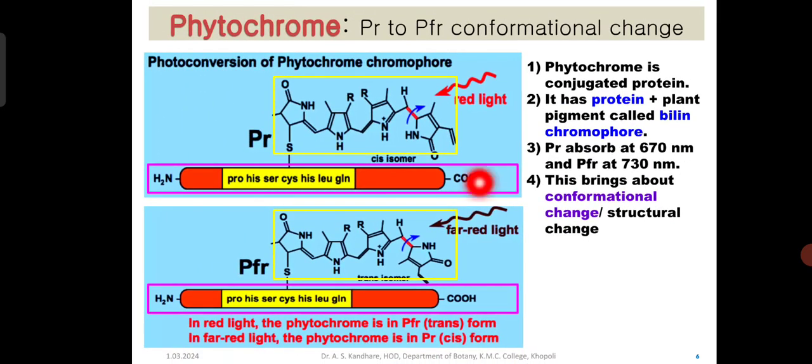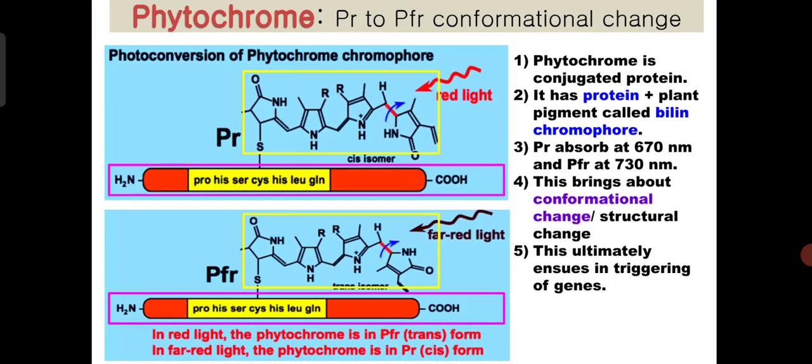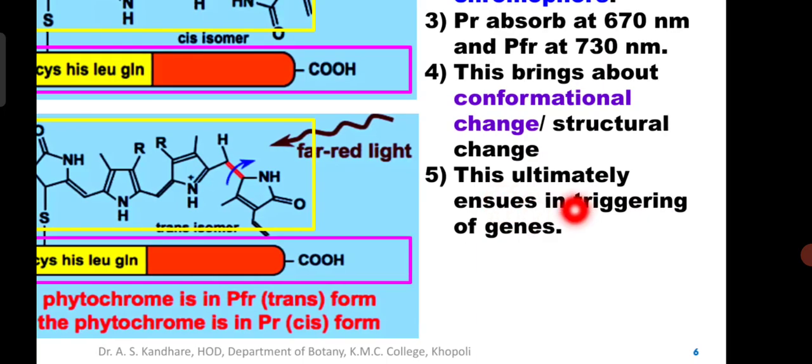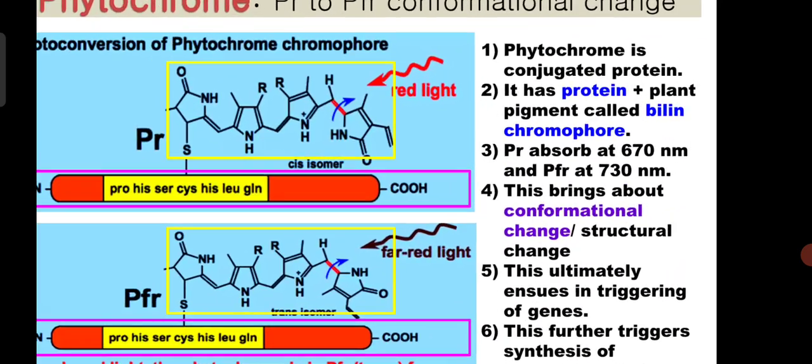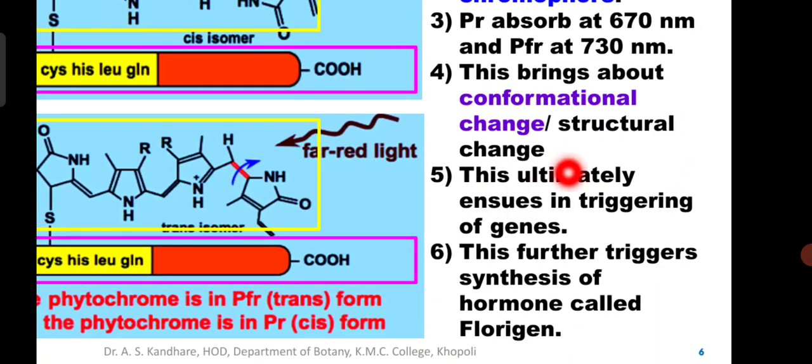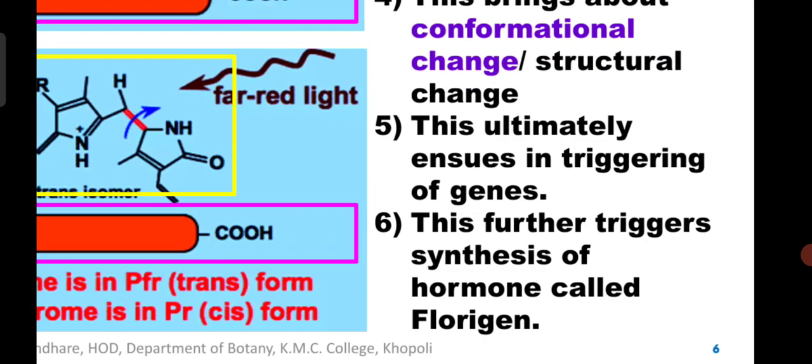And this change ultimately triggers or produces physiological actions, isn't it? This ultimately ensues in triggering of some genes. तो genes भी एक्टिव हो जाते हैं यहाँ पर, and this activation of genes ultimately leads to physiological expression, isn't it? तो यहाँ पर मैंने बताया है कि ये जो जीन्स एक्टिवेट होते हैं ड्यू टू दिस कन्फॉर्मेशनल चेंज इन द फाइटोक्रोम, certain genes are activated. So here I have shown the genes for florigen hormones are activated.